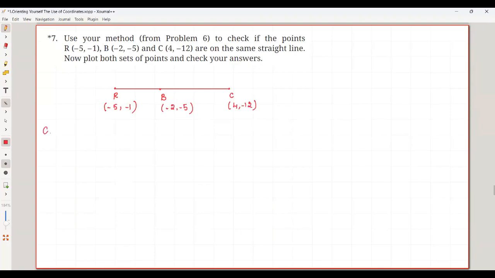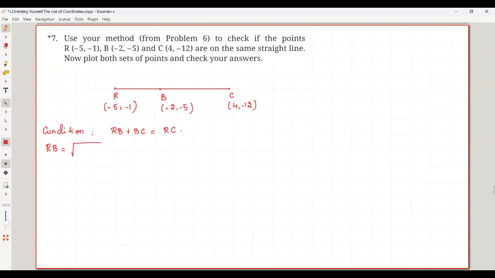Okay, now I have to check the condition. The condition is RB plus BC should be equal to the length of RC. This is the condition. Now I can just check the length of RB first. RB length, that is RB distance. So I have to apply the distance formula.